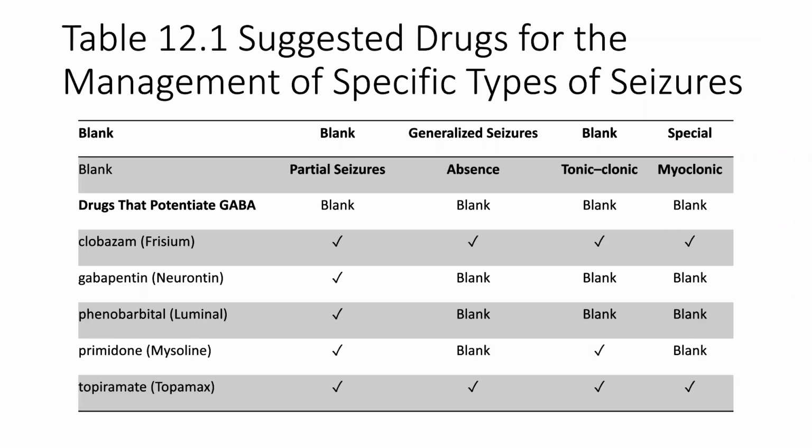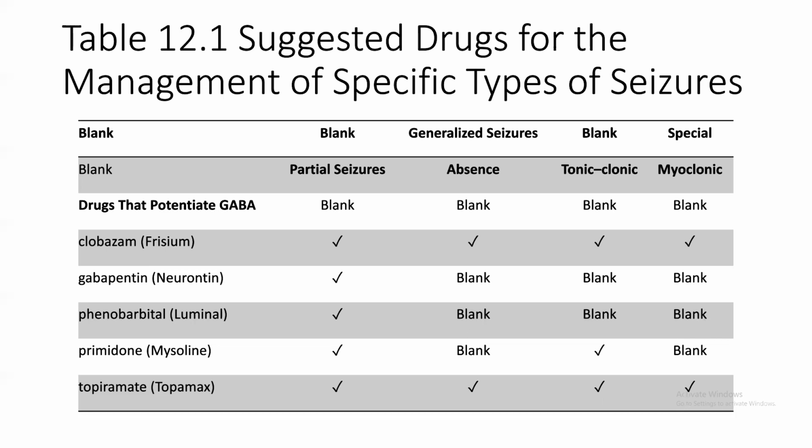Now, these are the suggested drugs for the management of specific types of seizures. For example, we have partial seizures, absence seizures, tonic-clonic, and myoclonic. Among the drugs that potentiate GABA is clobazam. Clobazam is good for partial seizures, absence, tonic-clonic, and myoclonic. Gabapentin is good for partial seizures, not for anything else. Phenobarbital is only for partial seizures. Primidone is only for partial seizures and tonic-clonic. Topiramate is used for partial seizures, absence, tonic-clonic, and myoclonic.